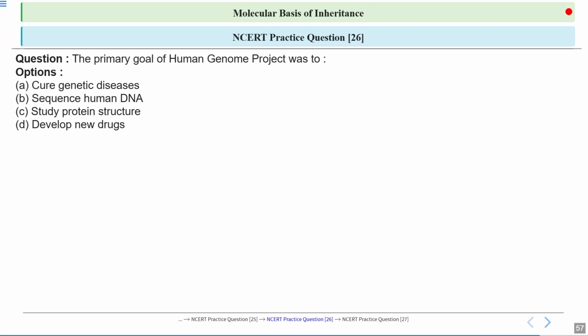The next question, the primary goal of Human Genome Project was to. Okay, let's have a look at the options. See, option number A is cure the genetic disease. Option number B, sequence the human DNA. Option number C, study the protein structure. And option number D is develop new drugs. What is the correct answer?